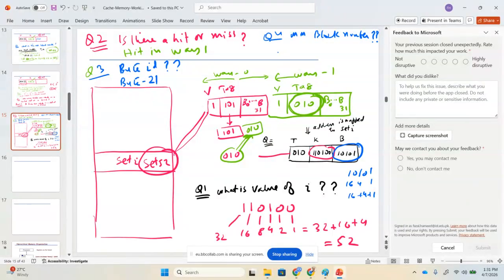So it will be actually 0 1 0 1 1 0 1 0 0. So 1, 2, 4, 8, 16, 32, 64, 128. So 128 plus 32 is 160. 160 plus 16 is 176, plus 4 is 180. It is block number 180. Any question? Any question?